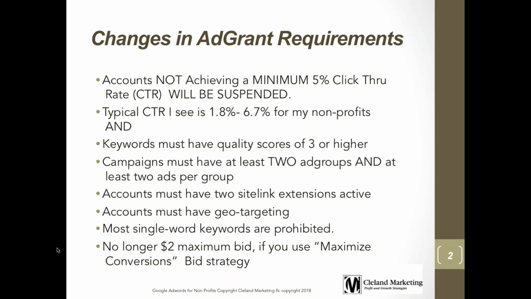I am not going to get into conversion bid strategy. That would be an entire, probably longer than 50-minute presentation in and of itself. So those are the new ad grant requirements. We're now going to peel the onion and start diving into how we look for these minimum 5% click-through rates and the quality scores.